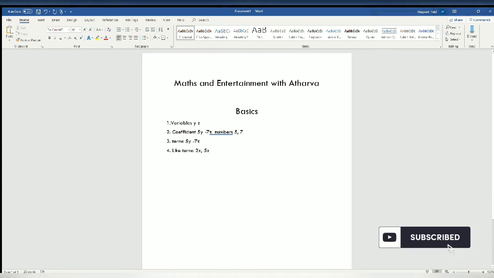So let's move to our fifth one, which is unlike terms. Unlike terms are usually the opposite of it. So if I take 2x and 5y, they don't become like terms because there is another variable. So these are the basics.